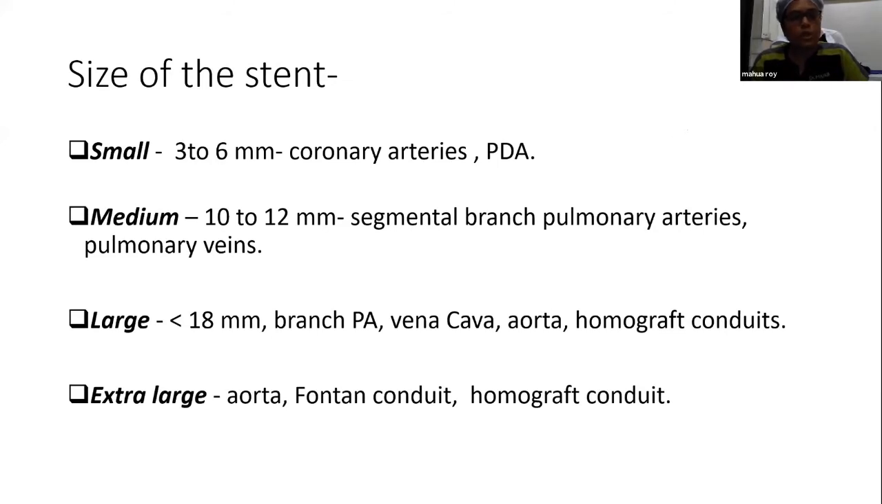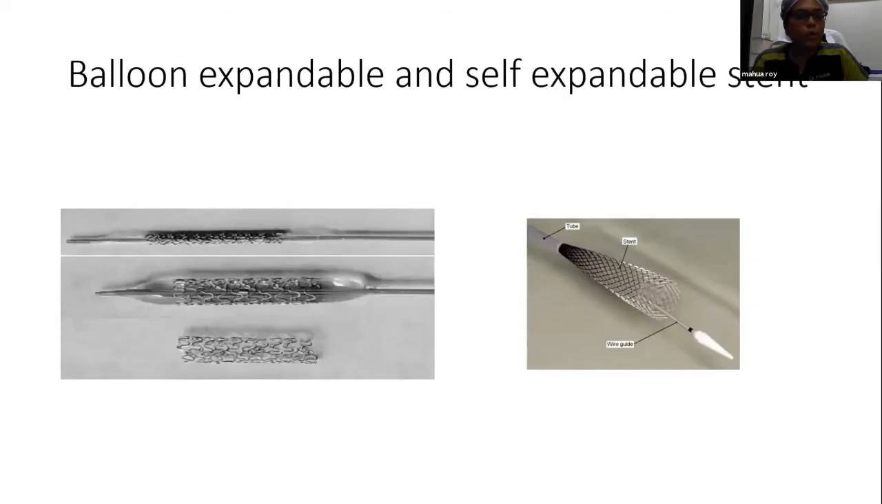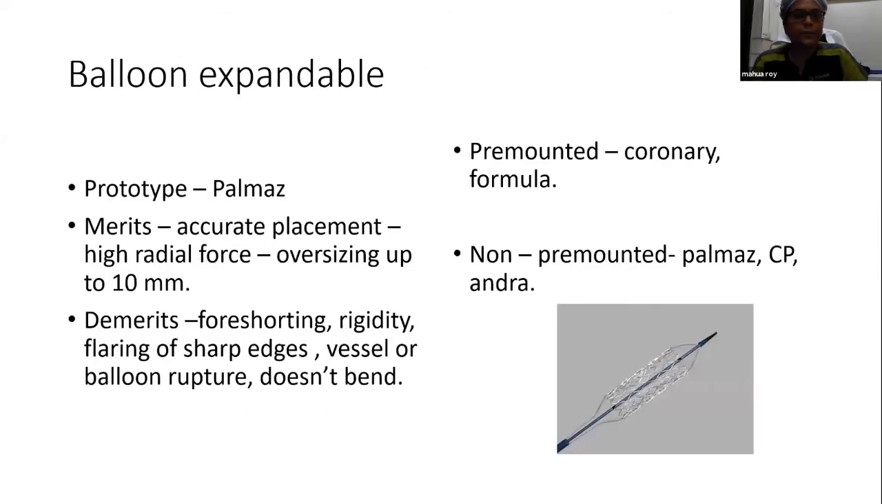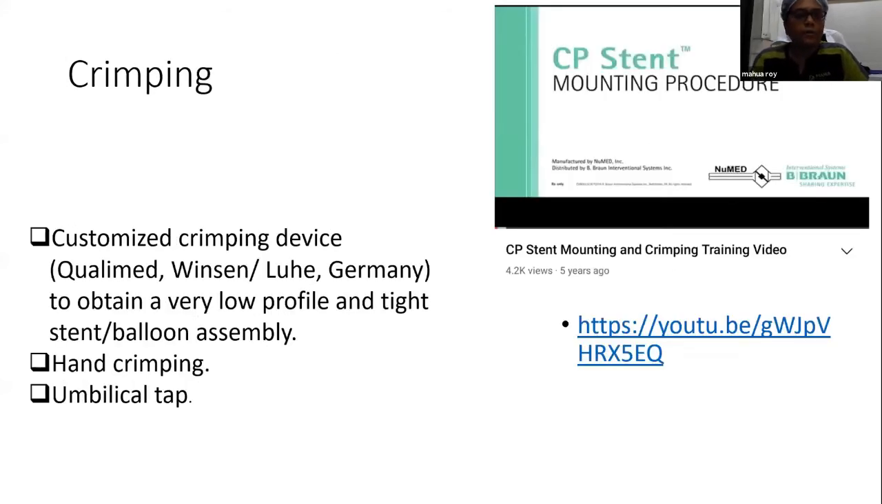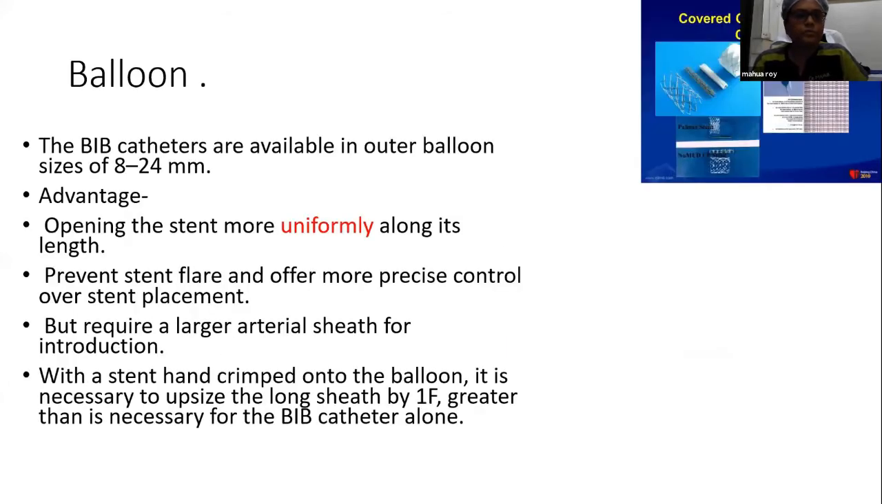Small stents are mostly used in pediatric cardiology in ductal stenting. What does it mean by balloon expandable and self-expandable stent? Balloon expandable stent means we have to crimp, or there may be a pre-mounted stent which is mounted on a balloon. Crimping devices are available, but I haven't seen that. We prefer hand crimping, but you can utilize umbilical tape.